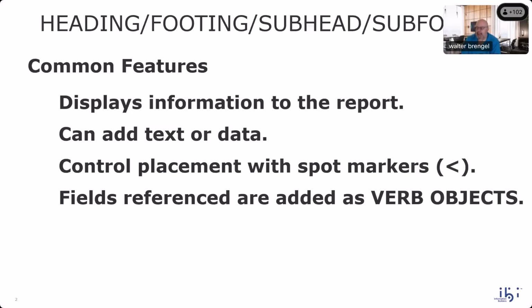All right, so what do headings, footings, subhead, subfoot, what does it all do? It displays information on the report. You can add text or data. You can control where you place the data or the fields using spot markers. And if you reference a field in your heading, footing, subhead, subfoot, and you don't have it as a verb object, it will be added internally as a verb object. So just keep that in mind. It won't show up on your report, but it's stored in the internal matrix.